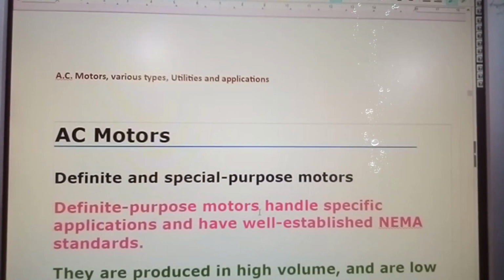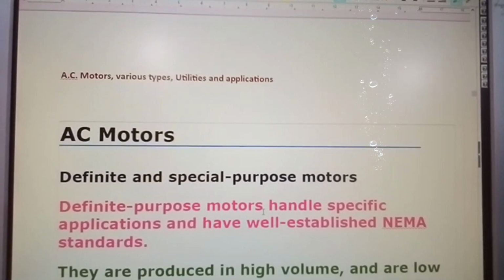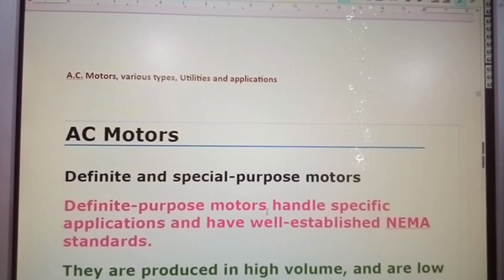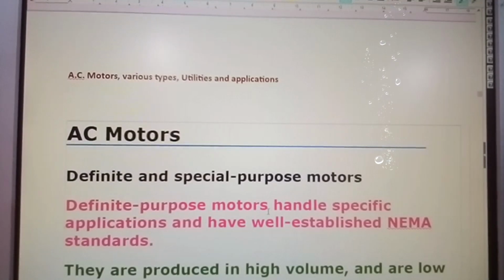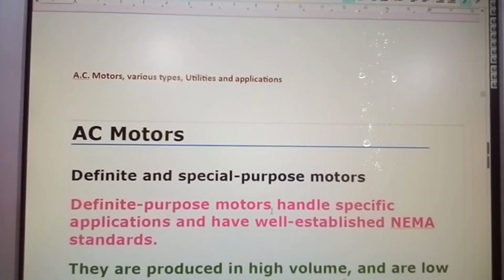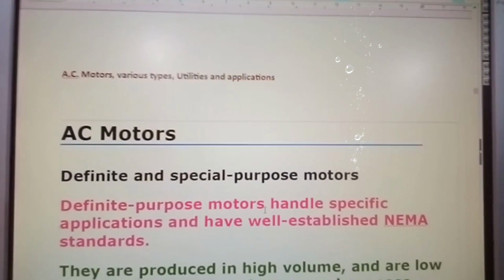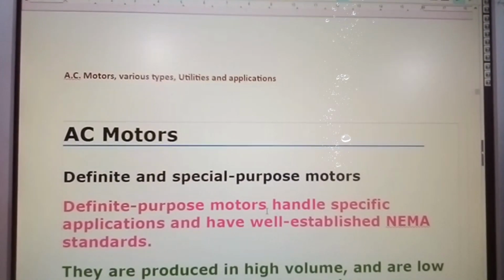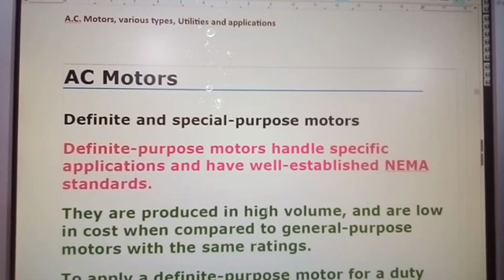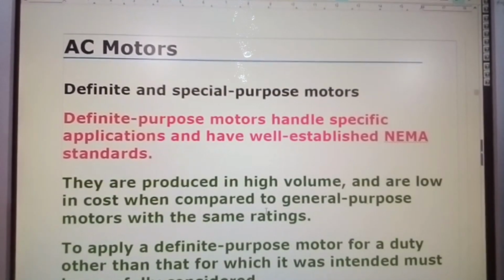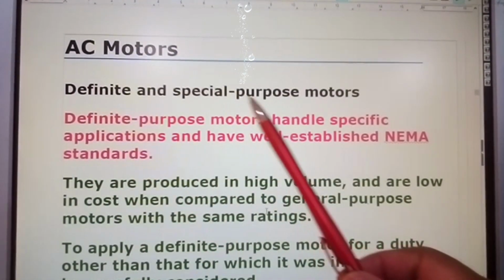Okay, welcome back. What I want to do now is continue with session 3 of AC motors, various types and utilities and applications. Okay, now here, definite and special purpose motors.